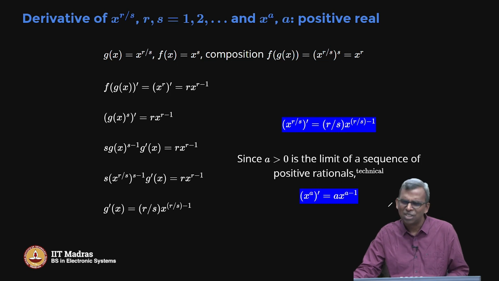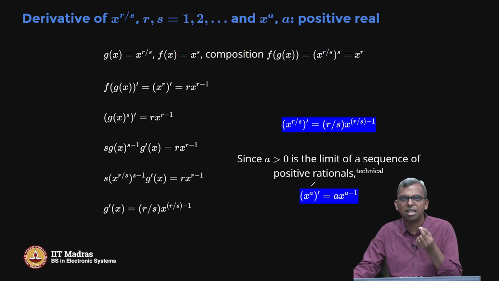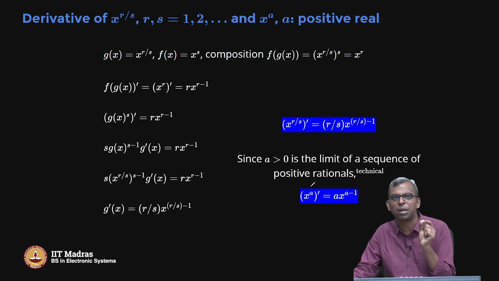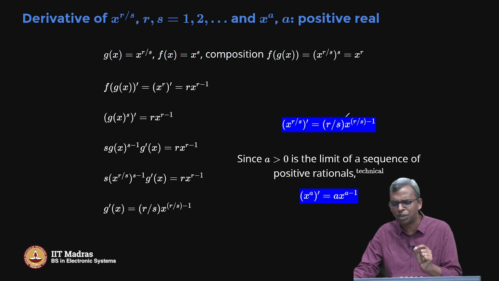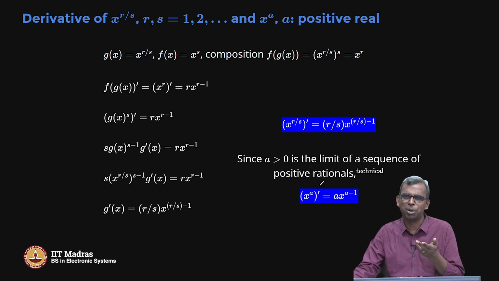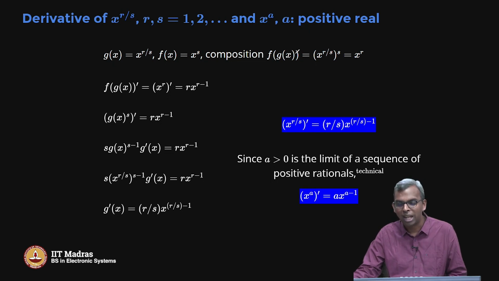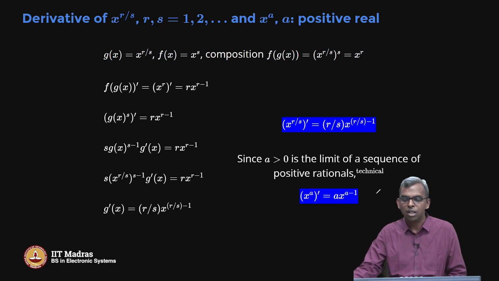It's okay, in this class you can skip that, but you can see why the derivative of x power r by s is like this, and a, even though a is some real number, is very close to rational numbers, right. There is a sequence of rational numbers that come to a. So, for every rational number this is true, so for the real also it should be true. That is the intuitive argument that I am making here. So, for any positive real number, x power a prime is a x power a minus 1. Okay. So, we are still not done.